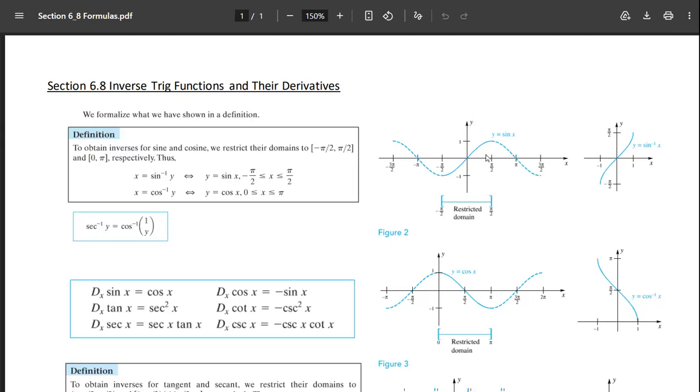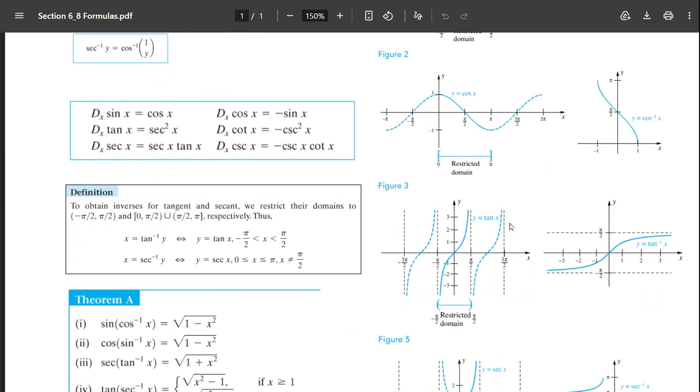So what happens here is, in order to satisfy the conditions of an inverse, they had to restrict the domain of sine. So this is going from negative pi over 2 to positive pi over 2. Once they restricted the domain, they're able to reflect this graph over y equals x, and you get the inverse sine function here on the right side. And they did this for sine, cosine, tangent, and all the other trig functions.